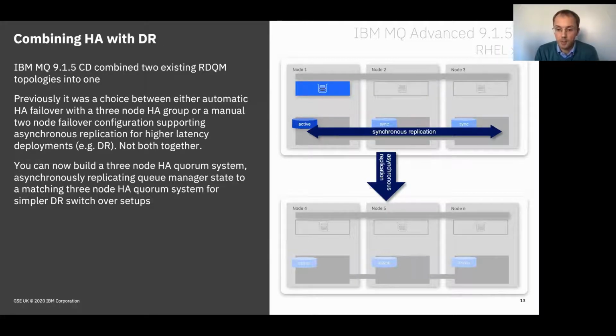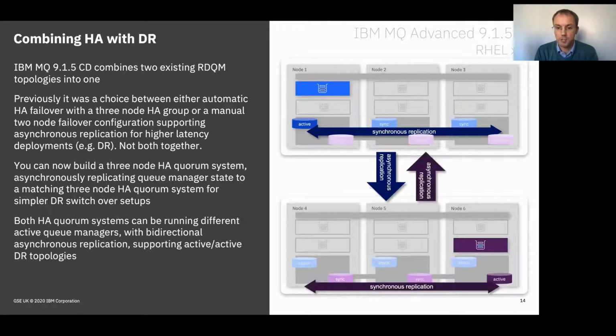But at the same time, the queue manager's data is being asynchronously written to nodes 4, 5, and 6 at the remote location. So this means that should the entirety of that first HA group fail because of a site outage, the queue manager can be started at the other location, and you've got an equivalent high availability capability at that location too.